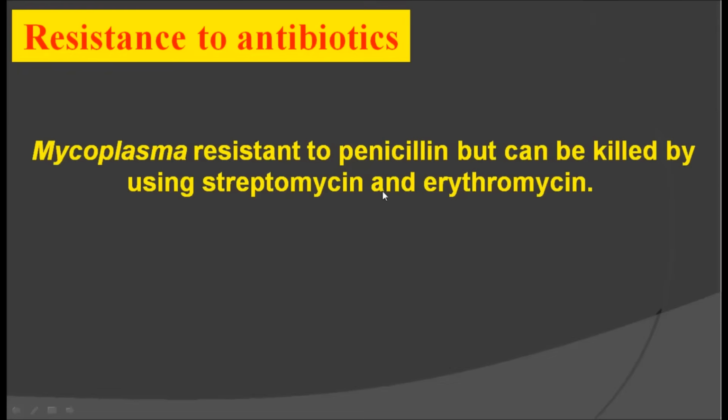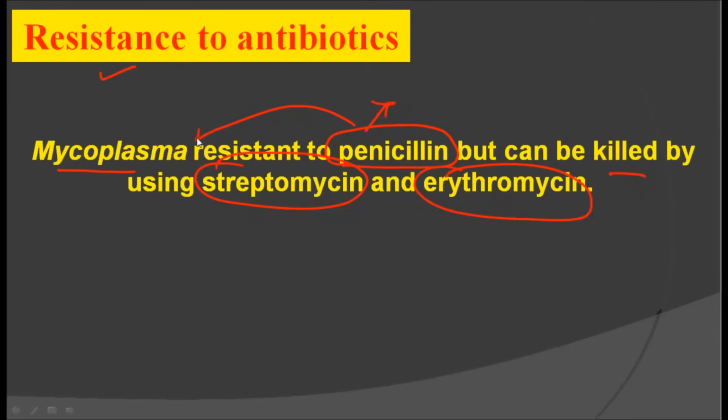All right. Mycoplasma shows complete resistance to penicillin, but they can be killed by streptomycin and erythromycin. Penicillin is completely inactive on the mycoplasma because of the lack of cell wall, because penicillin mainly acts on the cell wall and kills the bacteria. But as you know, mycoplasma do not have any cell wall, and that is why penicillin is completely inactive on the mycoplasma, but streptomycin and erythromycin both can kill the mycoplasma.